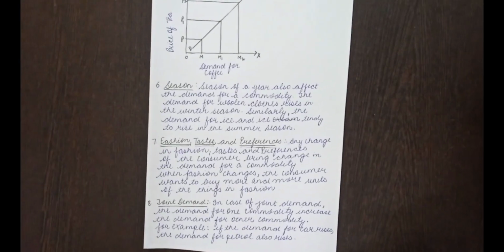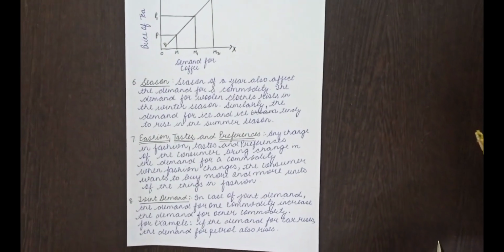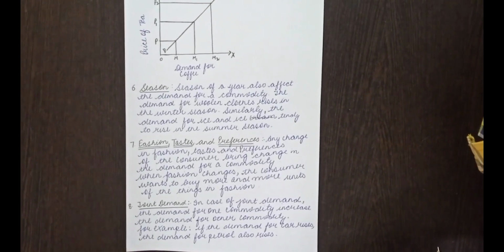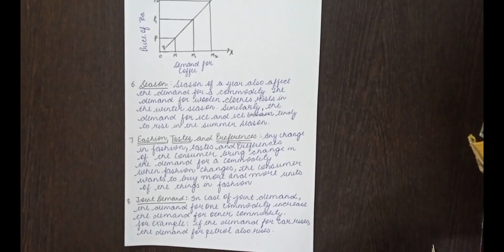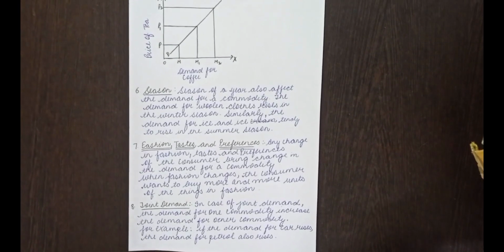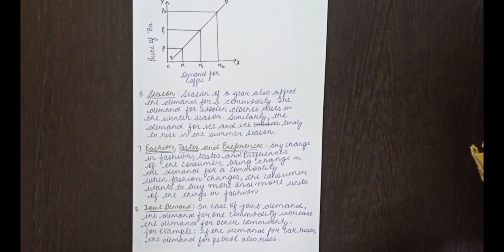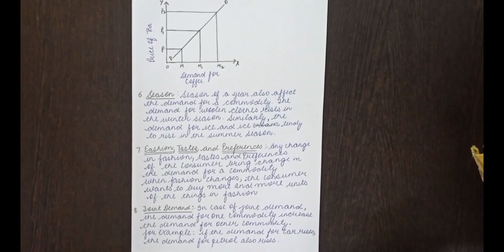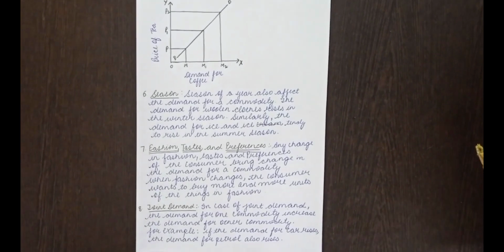Similarly, demand for a commodity is inversely related to the price of complementary goods. Complementary goods are those goods which are used together to satisfy a particular want. For example, car and petrol. When the price of petrol rises, demand for car falls.